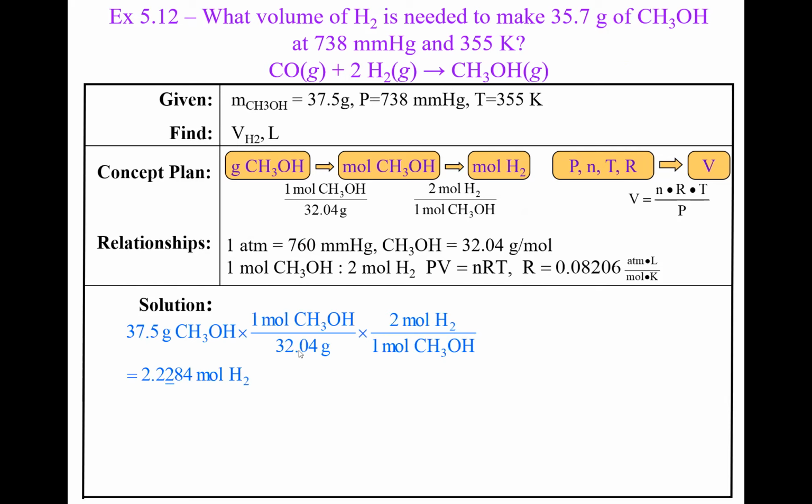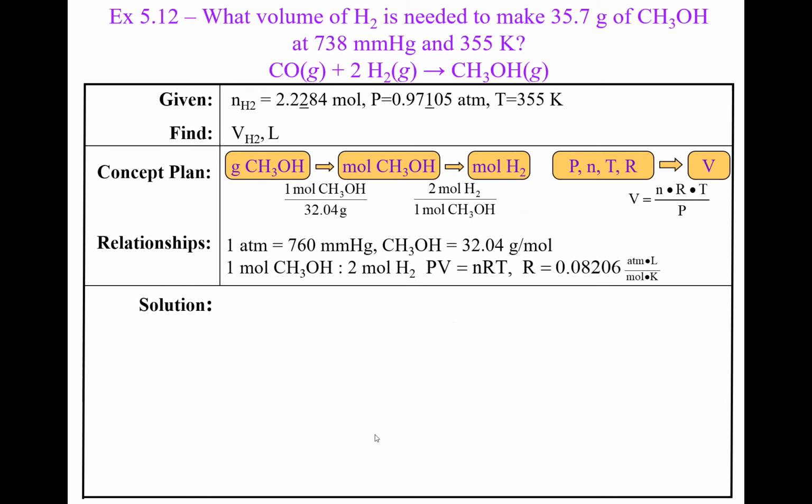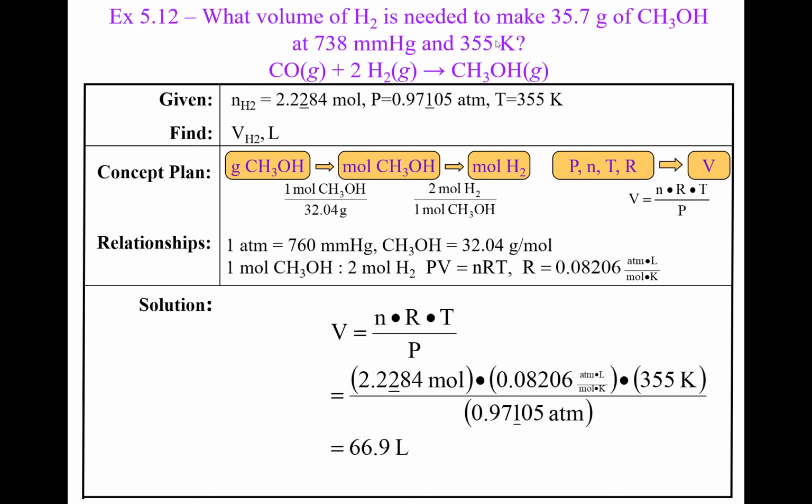So it was 32.04, so 37.5. So a little more than a mole, then it's in a 2-to-1, so a little more than 2 moles. Our units all cancel. We need to convert millimeters of mercury to atmospheres, since the ideal gas law gas constants are in atmospheres. Temperature needs to be in Kelvin. They gave it to us in Kelvin this time, a little less math. Our units all cancel.